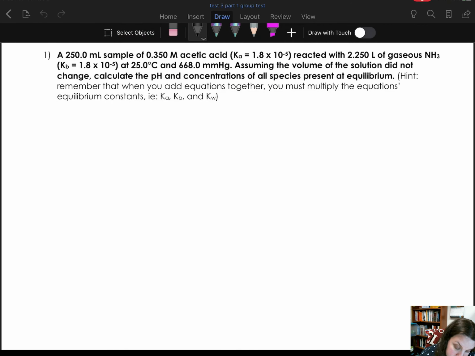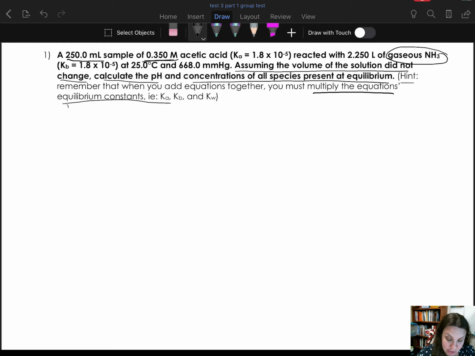So it says assume the volume of the solution did not change. So that means when we added in this gaseous ammonia, it's going to add into the solution and not change our volume here. And it wants me to calculate the pH and concentrations of all species present at equilibrium. So, using a hint, it says remember that when you add equations together, you must multiply the equations' equilibrium constants. And I tell you which ones you need to pay attention to.